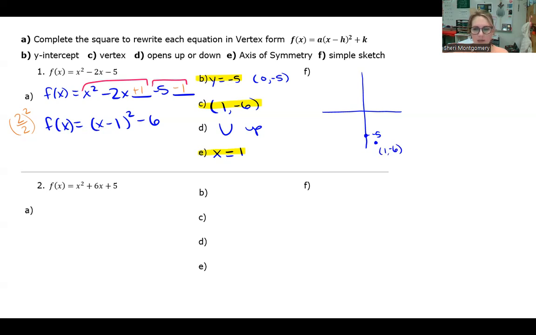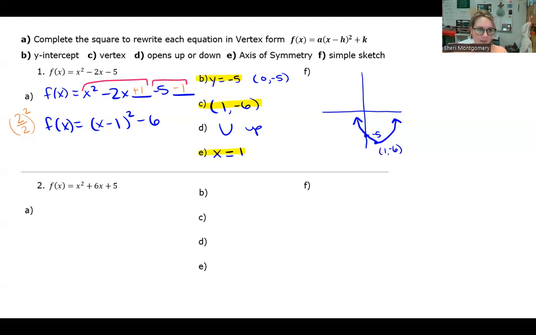So to open up and to go through that point, I'm going to have to be something like that. Make sure you put arrows on the end of your graph. It doesn't have to be perfect. We're just making a simple sketch. It needs to look like a U, needs to have those points. And so that's two things.